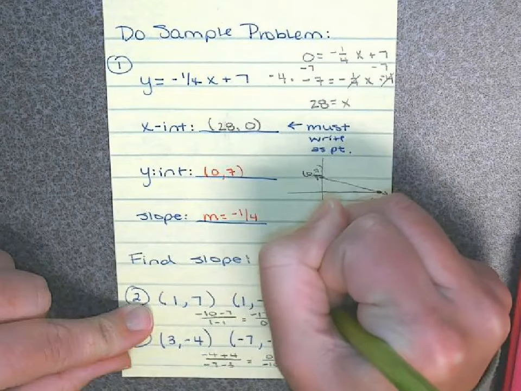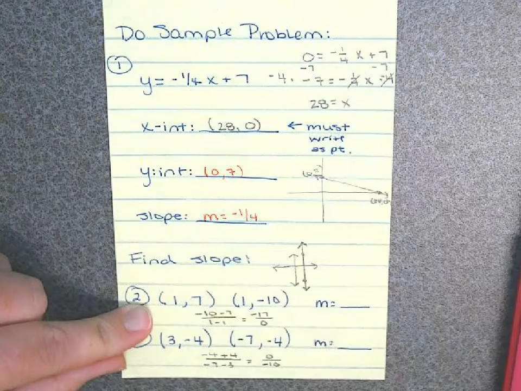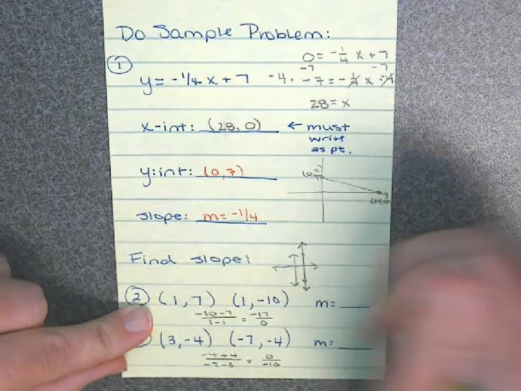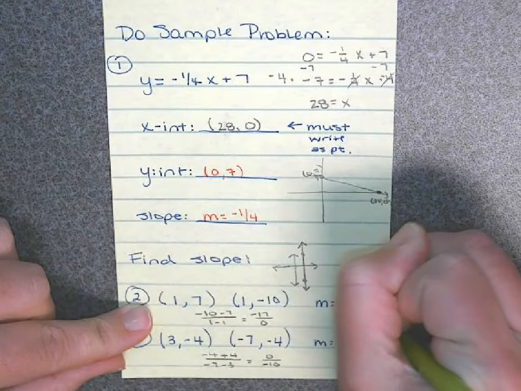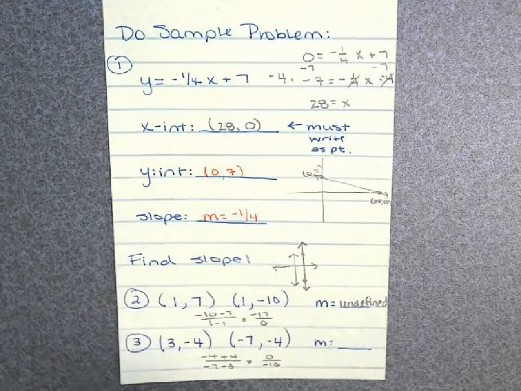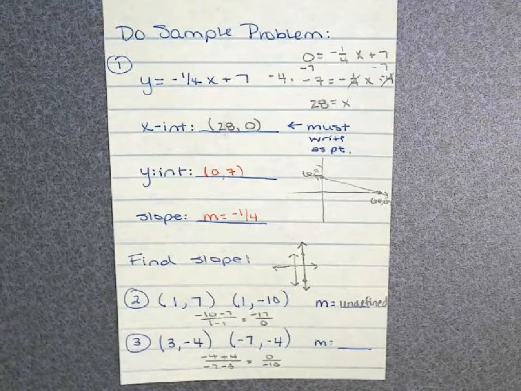What happened on your ski trip when you had a vertical slope? We don't know. It's undefined. So your M, your slope, is undefined. You have to write undefined on that. No other option is acceptable. Okay? What happens when we take 0?